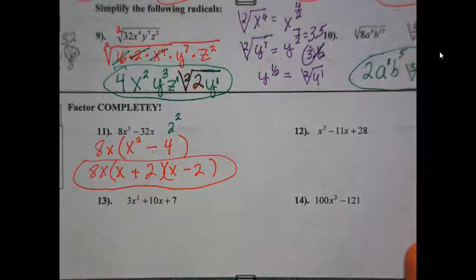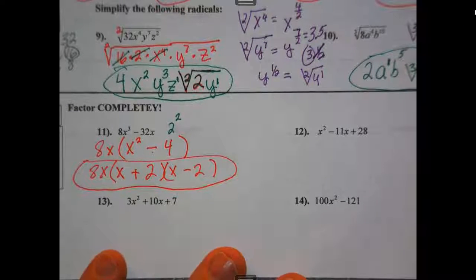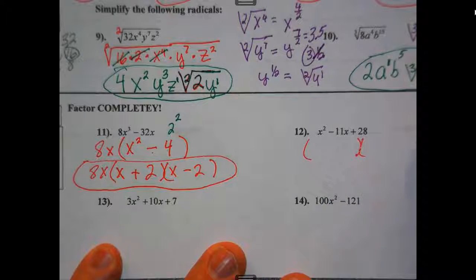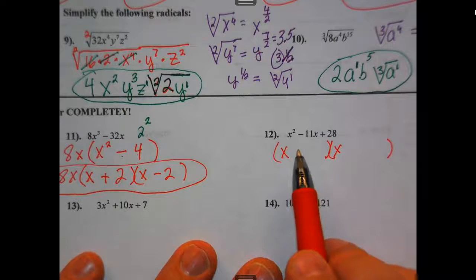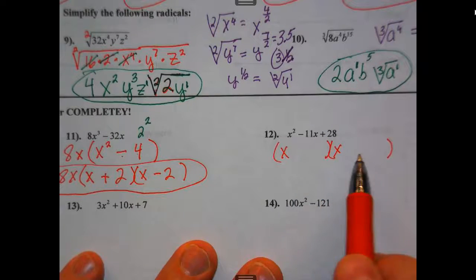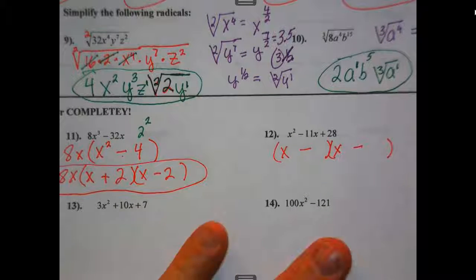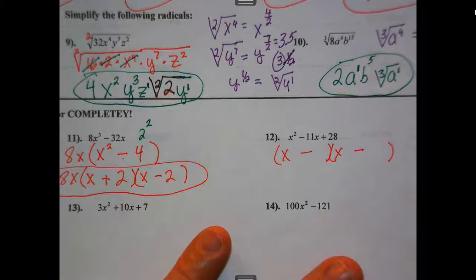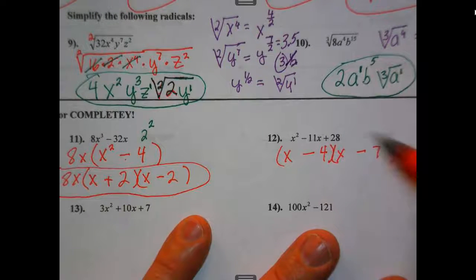Okay, number 12. Thank God you guys did your homework, otherwise you wouldn't know how to do this. This is an easy one because my a is 1, so x times x is x squared. Same sign here, so I'm going to have same signs. Are they going to be both positive or both negative? Okay, let's see. Factors of 28: 1 and 28, 2 and 14, 4 and 7. 4 and 7 add up to 11. There you go.